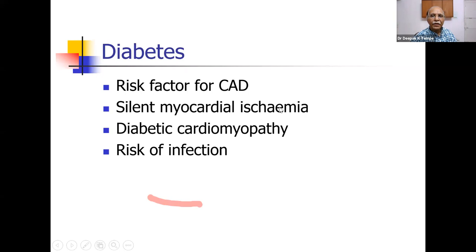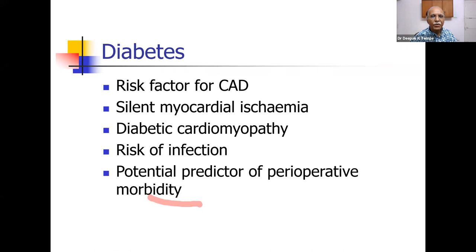Also, it can lead to diabetic cardiomyopathy, so that the cardiac function can be depressed in these patients. There is also a risk of perioperative infection, so wound infection and other things can happen in these patients, thereby increasing the morbidity and mortality. It has been defined as a potential predictor of perioperative morbidity. So a diabetic patient by itself is a potential candidate to suffer from higher morbidity and mortality.